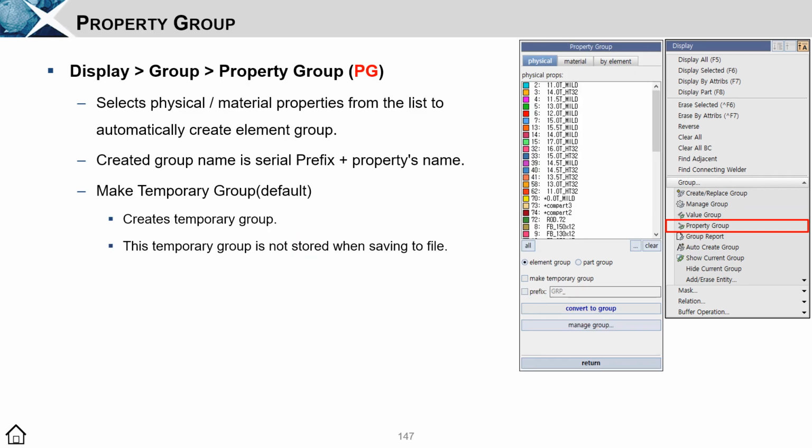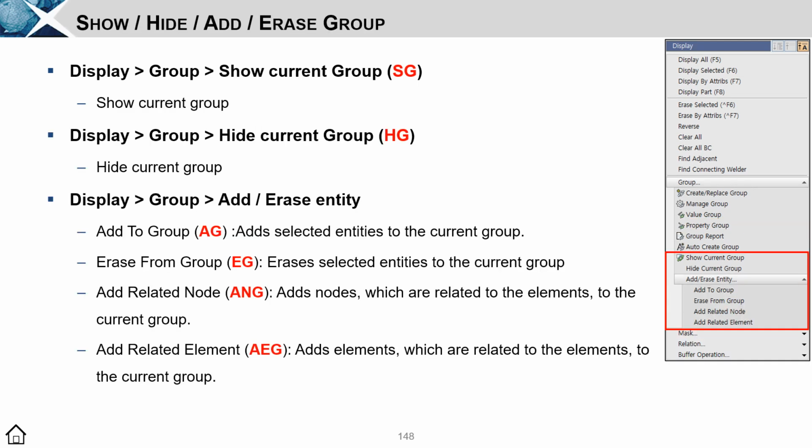Property group function is a feature that automatically creates a group for that element by selecting the physical properties and material properties referenced by the element from the list. The name of the group being created becomes the string in the prefix input window plus the name of the selected property. These are commands related to the group.